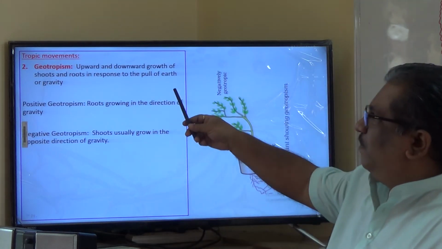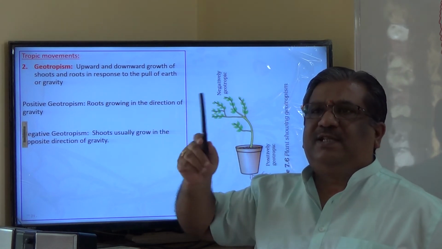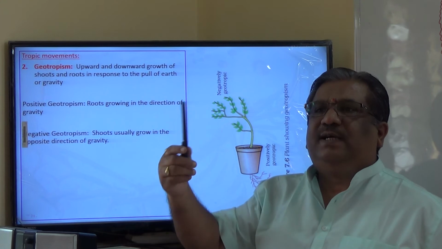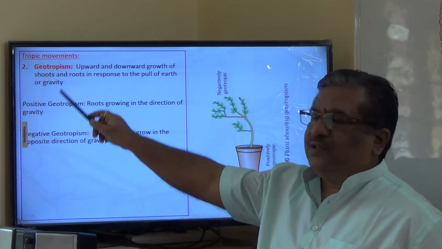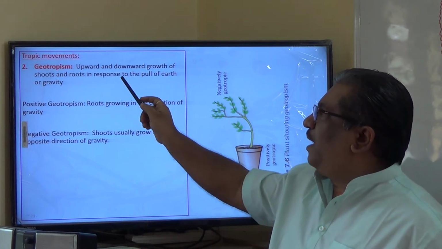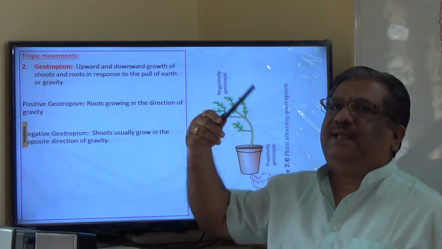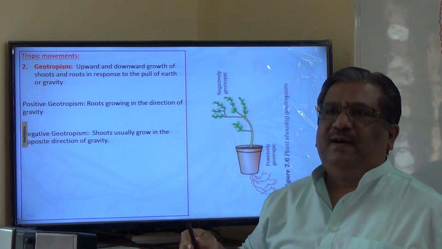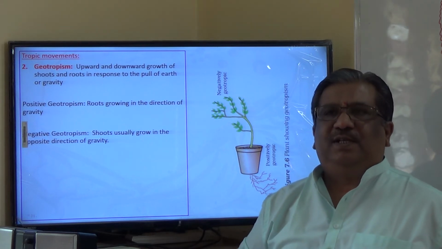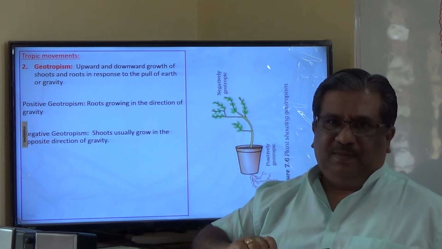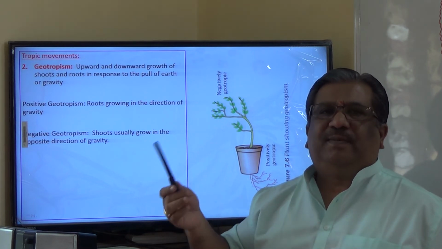Next, geotropism. Movement of the plants in response to the stimulus called gravitational pull of the earth is called geotropism. So the tropism shown by the plant towards the gravitational pull or away from the gravitational pull is called geotropism. Tropism refers to slow growth of the plant towards or away from the stimulus, we can say.